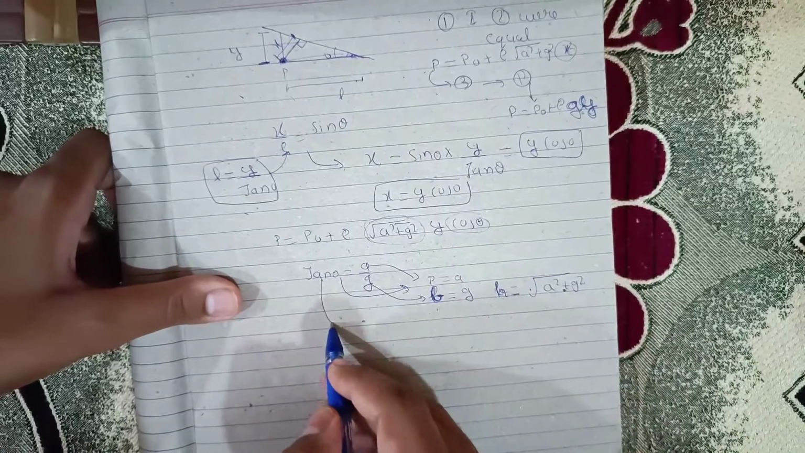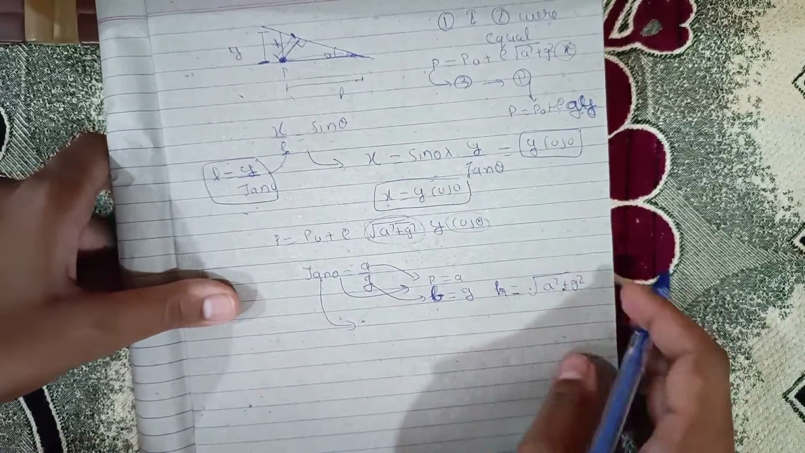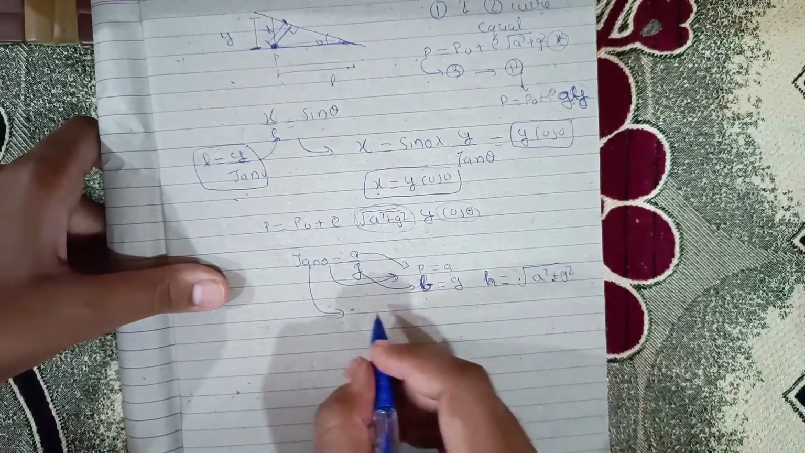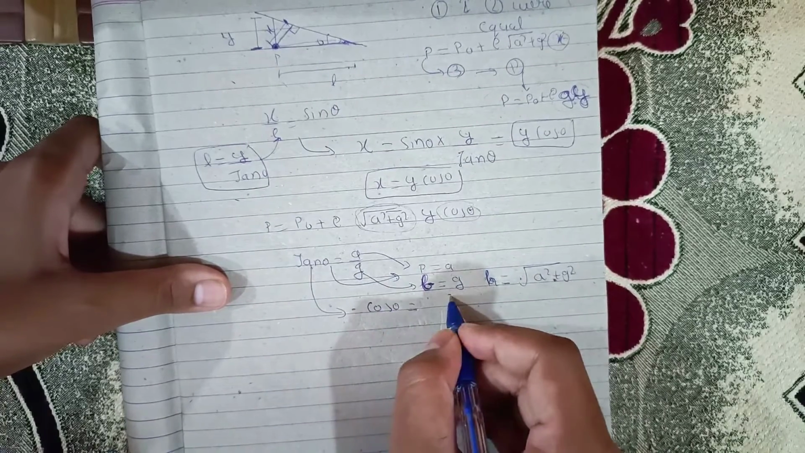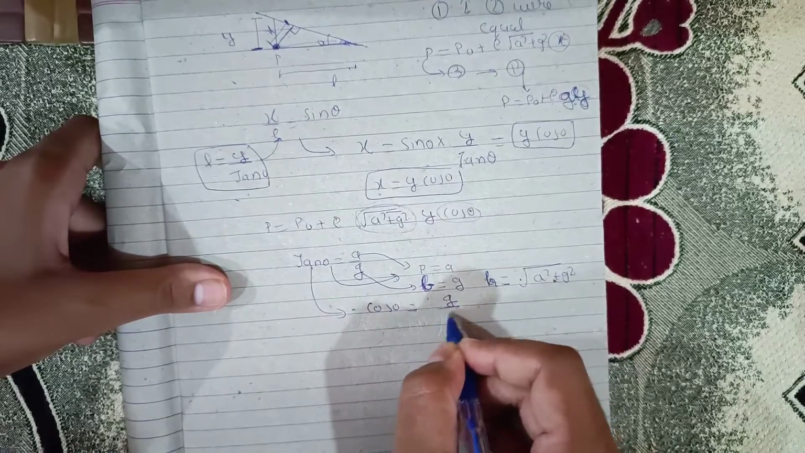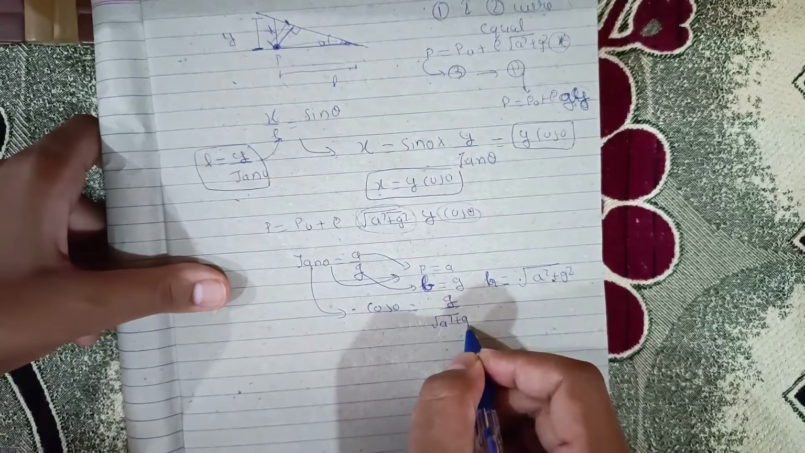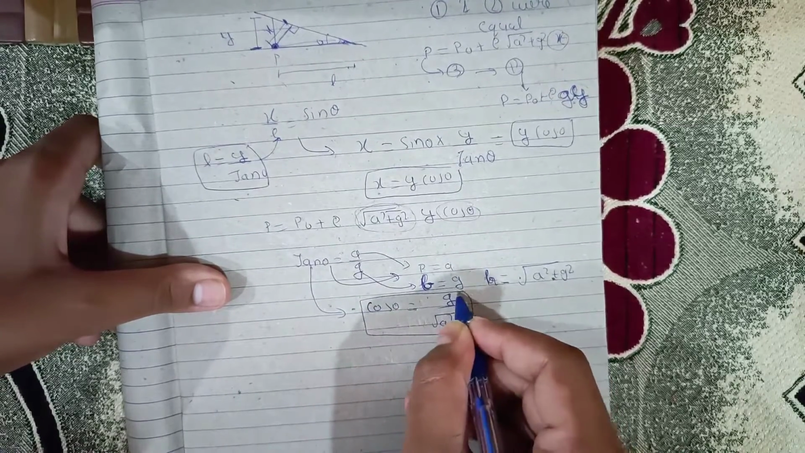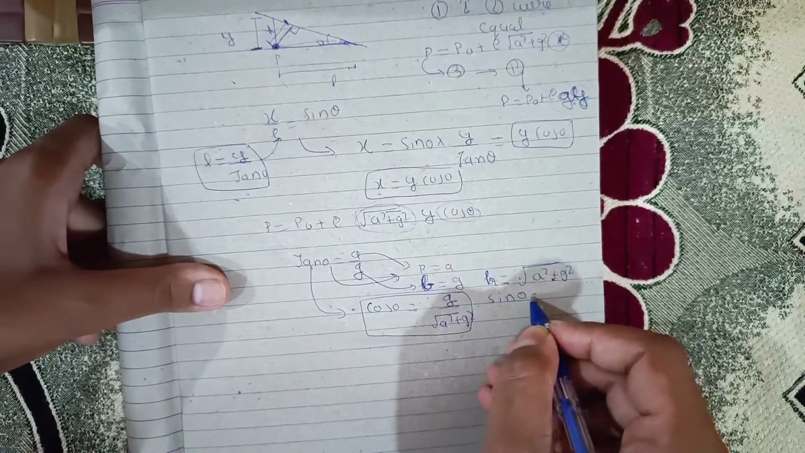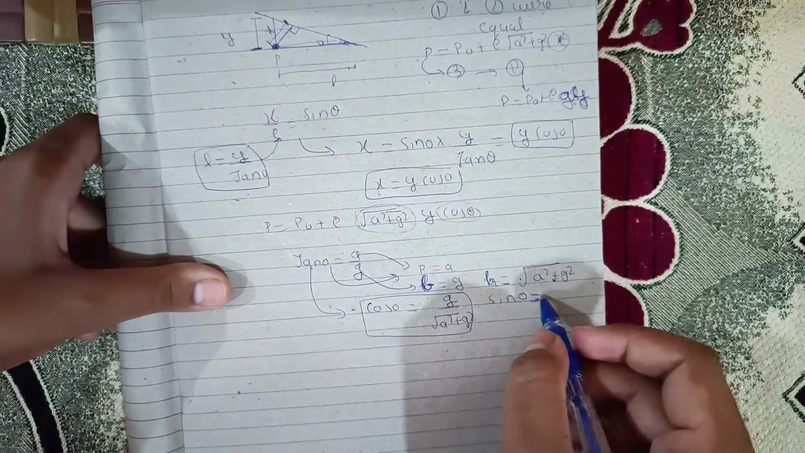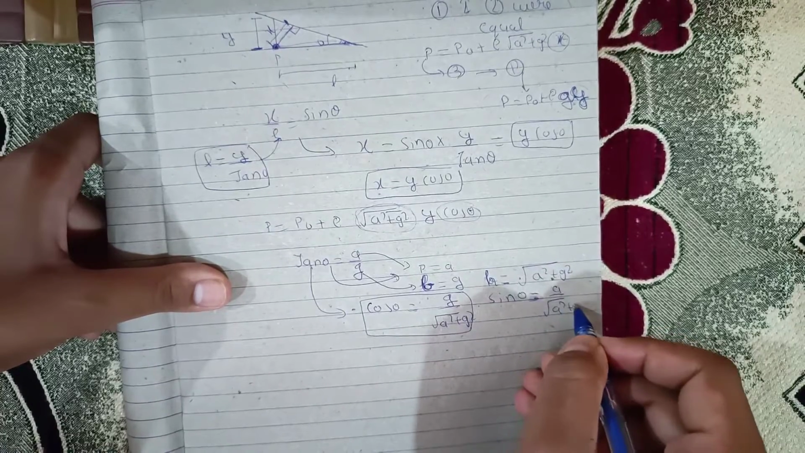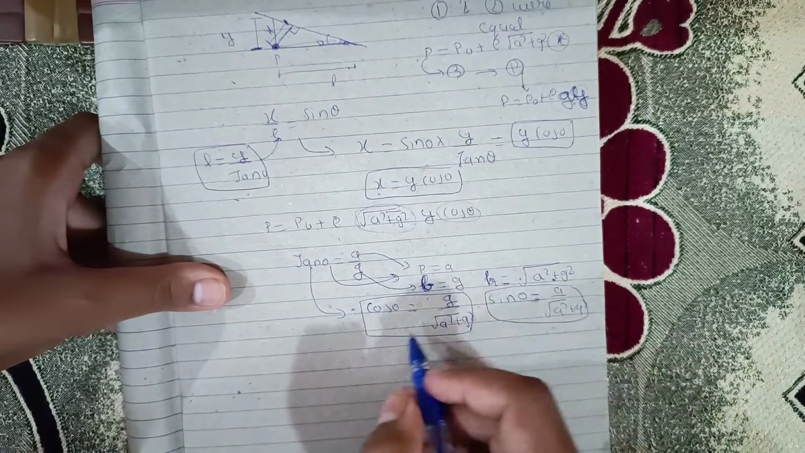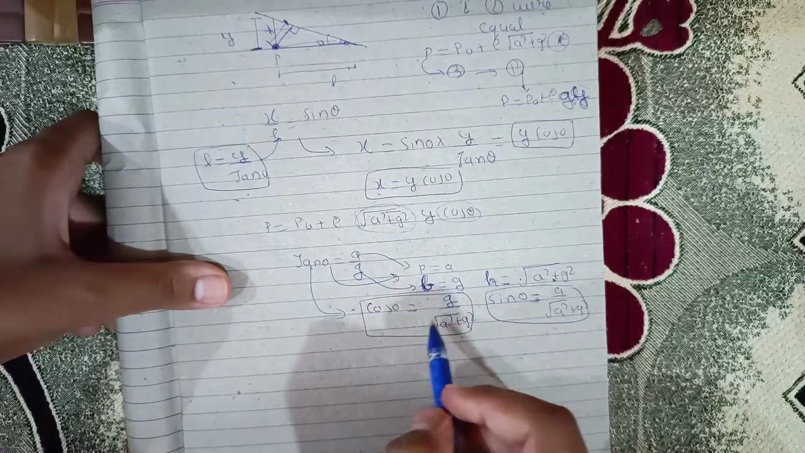From here we can find cos theta. We have evaluated hypotenuse. Cos theta will be g divided by root of a square plus g square. We can also find sin theta. Sin theta will be a divided by root of a square plus g square, but it's of no use. We need to find actually cos theta.